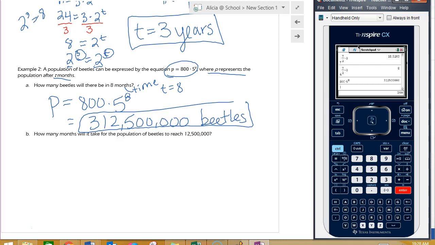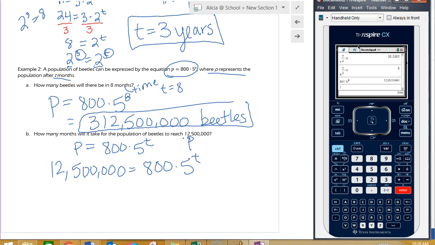Next, how many months will it take for the population of beetles to reach 12,500,000? So here's our population, which is P. And we have to substitute that number into our equation. So P equals 800 times 5^t. We're looking for how much time has passed. My population here is going to be 12,500,000 beetles. My 800 doesn't change. My 5 does not change. But I still have that power of t, which is what I'm trying to find. I have to isolate that exponent. So if these are getting multiplied together, I'm going to divide by 800 on both sides.